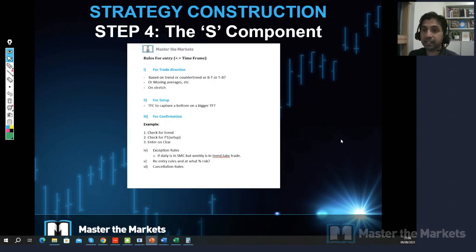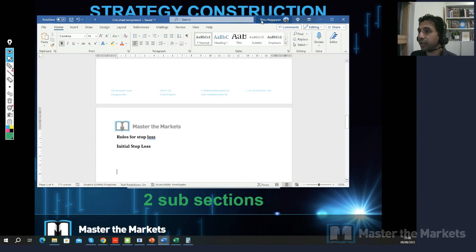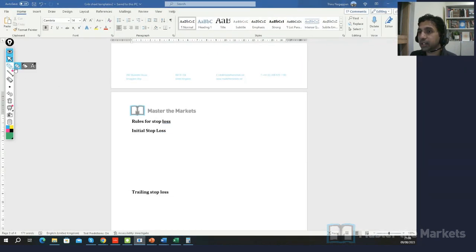Now, that brings me nicely to the next slide, which is the stop loss component of the strategy. There are 2 subsections, traders. Now, let me bring up the crib sheet template. So the crib sheet template looks something like this. Over here, as you see, it's rules for stop loss, the S component. And over here, traders, we're taking a look at 2 subsections.